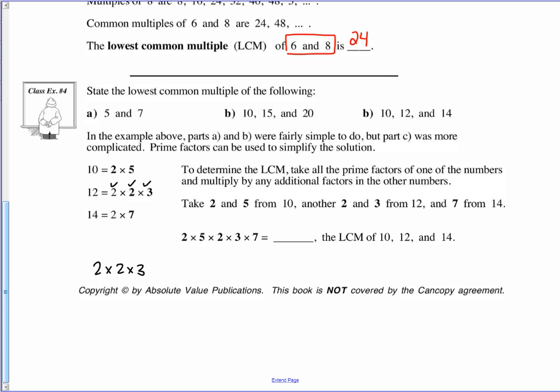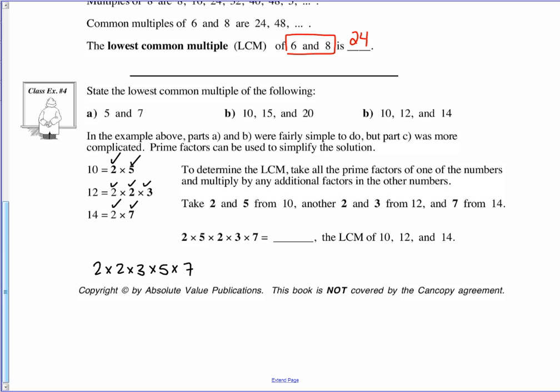Okay? Now I check with, let's look with 10. Is the 2 already in there? Got 2. Yeah, that's included. Was the 5? No, we only had 2 and 2 and 3, so we're going to add the 5 in. Now it's included. Now I go down to 14. Was 2 there? Yeah. Is 7? No, so I need to include it. And so that's how I get my lowest common multiple. All of these have to be included in this, okay, to get the lowest common multiple.